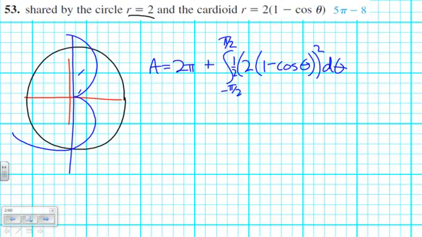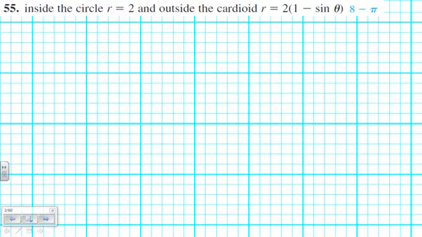All right, so there's 53. We're gonna do one more. 55. All right, there we are.